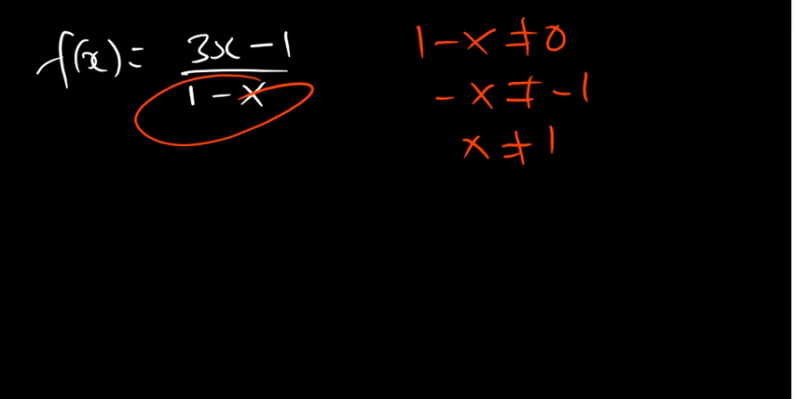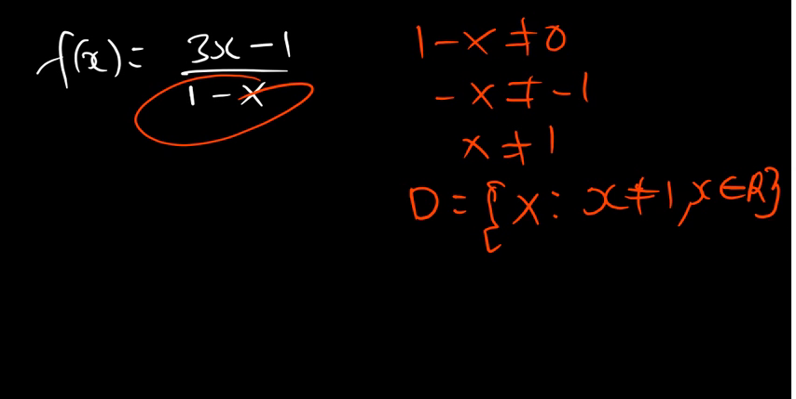So the domain is x such that x should not equal 0, but x has to be a member of all real numbers. That is the domain. You are done. At the same time, this is not the horizontal, this is the vertical asymptote. So the vertical asymptote is 1. The graph can never touch 1. That is the vertical asymptote.